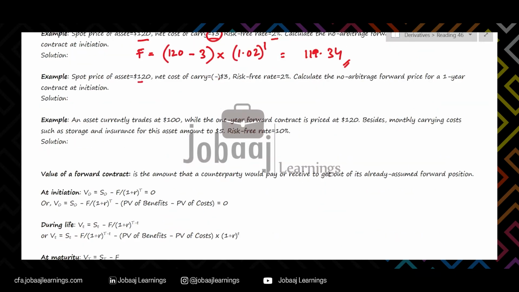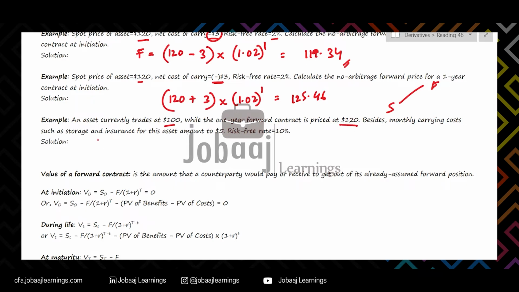Spot price 120, net cost of carry is minus 3. That means cost is greater than benefits, right? So the forward price will be 120 plus 3, right? When cost is greater than benefits, then it means it is a contango market, and in case of contango market, the forward curve is upward sloping, right? So the forward price is greater than the spot price. So this is 120 plus 3 and then compounded for a period of 1 year. This gives 125.46.